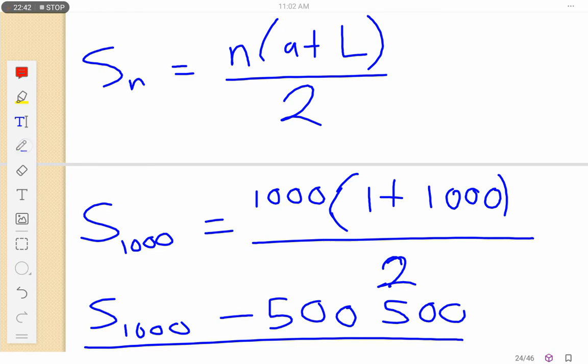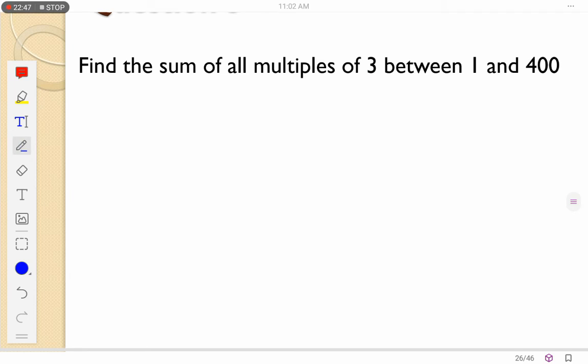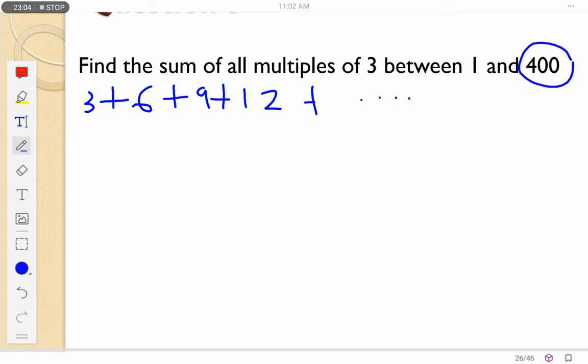Okay, let's have another example. Here I've got the sum of all multiples of 3. So when we have all multiples of 3, it means the series becomes 3 plus 6 plus 9 plus 12 plus and so on. Since we are talking between 400 there, I can have the last term here as 399, because 3 can go into this one. So this is the last term there.